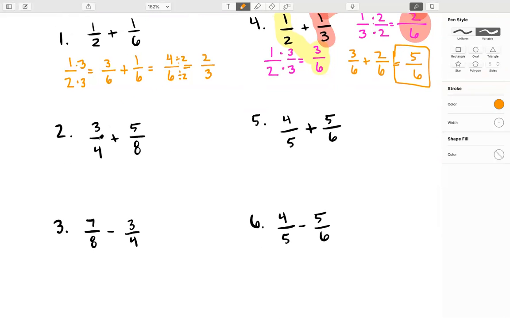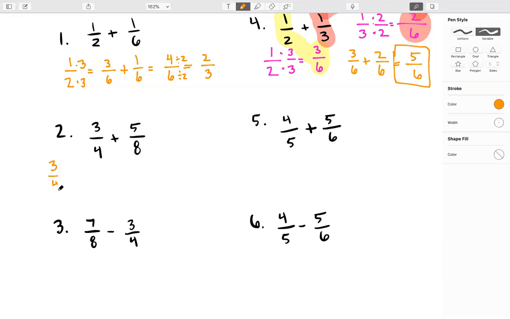All right, 3/4 plus 5/8. How can we get these fractions to have the same denominator? Well, it's kind of like a puzzle. Can you multiply 4 by something to get 8? Yes, you can. So then we'll just multiply 4 by that something and 3 by that something and change this fraction up.